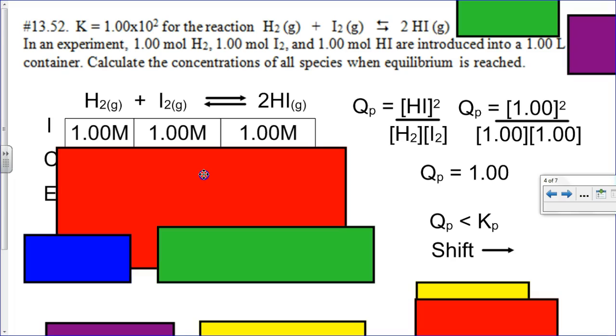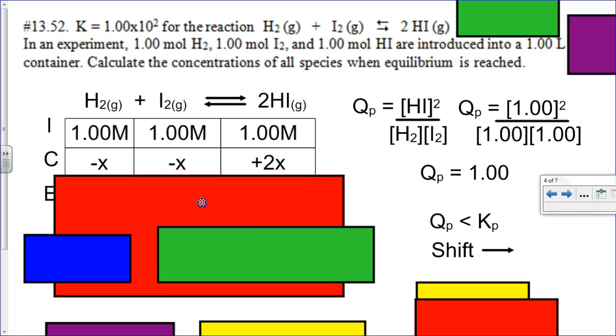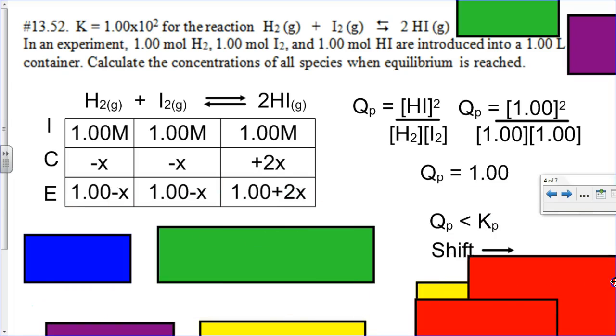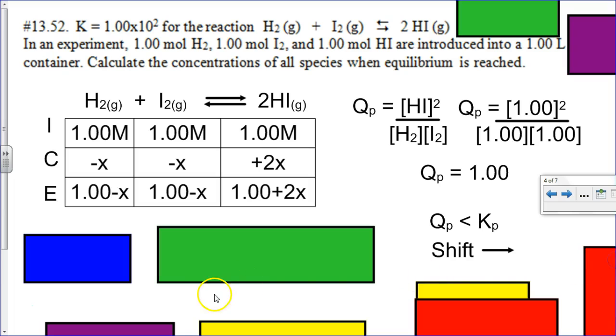Based on the first calculation, we solved that Q is smaller than K. So we're currently at a situation where we need to shift to the right, or towards the products. Meaning, in the ICE table, the things on the left are going to go down and the things on the right are going to go up. The only thing we have to be careful of here is that hopefully you put a 2x in your ICE table. And then when we reach equilibrium, we'll have the following numbers. I'm trying to get this box out of the way here. Okay, so we have the ICE table filled out.